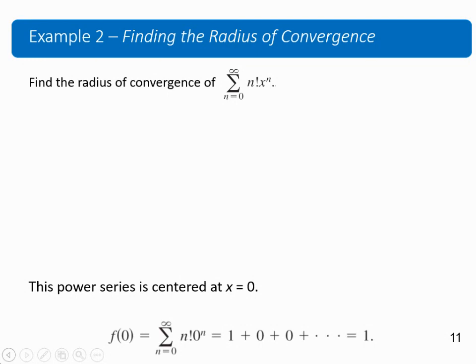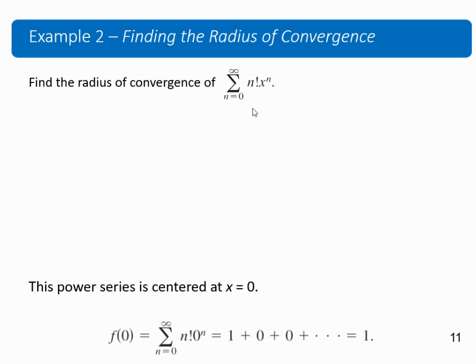Finding the radius of convergence. Ignore the bottom part for right now. Okay, so you have this power series, and let's remember that n factorial is your an. Okay, so those are your coefficients for each of the terms. And then you have x to the n.